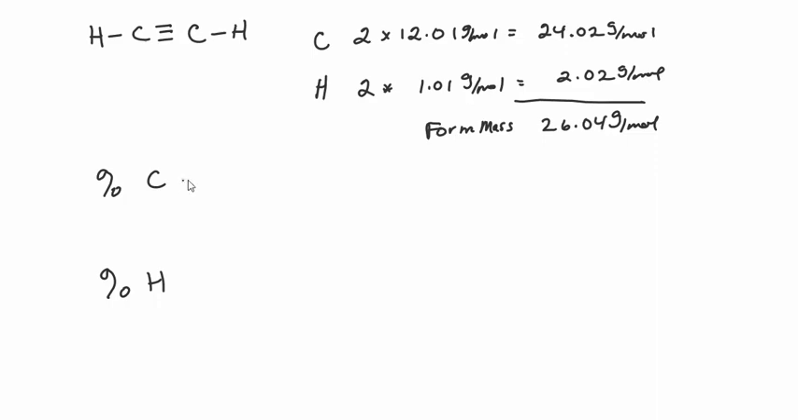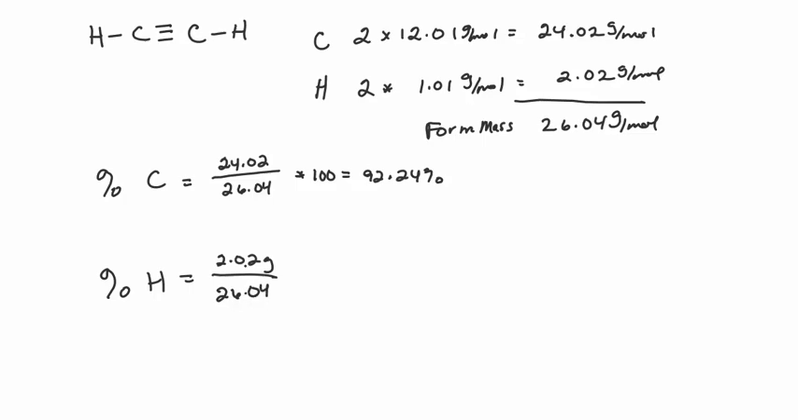So the percent carbon of this molecule is 24.02, I'm going to leave the units off for now, divided by 26.04. Multiply that by 100, and I get 92.24%. For hydrogen, I have 2.02 grams divided by 26.04, so that's the mass of hydrogen in the molecule divided by the molecular mass times 100, and I get 7.76%.